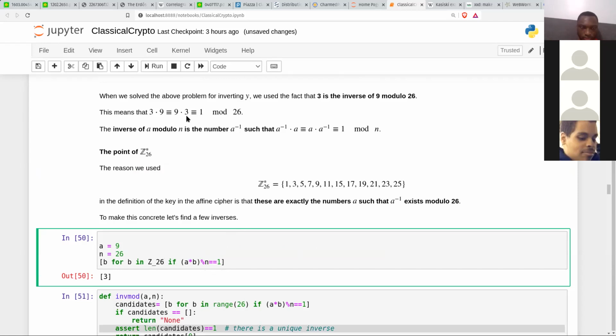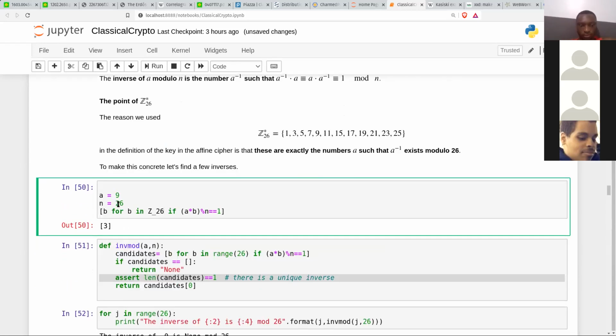So this is a pair of inverses. In general, a pair of inverses is just any two numbers such that when you multiply them and reduce them mod n, you get 1. So given any a here, this checks all possibilities. This is just an exhaustive check over the entire set Z26 to try to find another number so that when you multiply them together, you get 1.